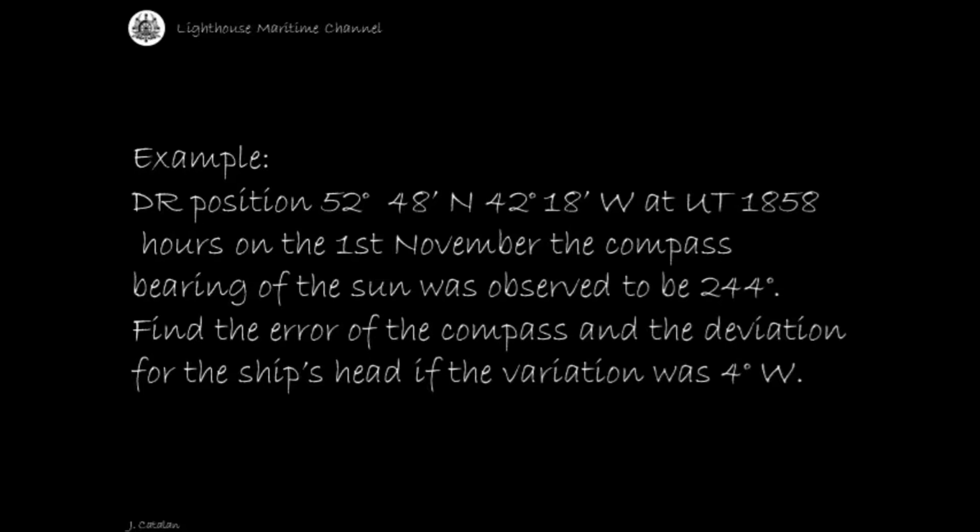Example: a ship's position is 52 degrees 48 minutes north, 42 degrees 18 minutes west, at UT 1858 hours on the 1st of November. The compass bearing of the Sun was observed to be 244 degrees. Find the error of the compass and the deviation for the ship's head, if the variation was 4 degrees west.